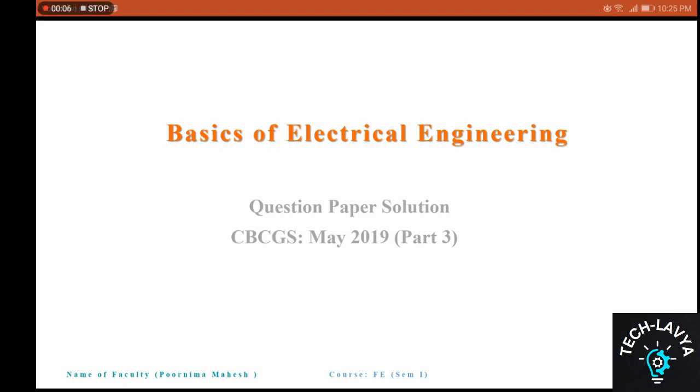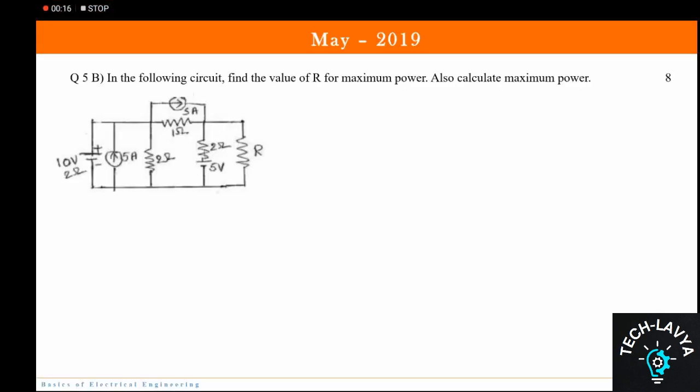We are solving the May 2019 question paper. We have already solved two parts and this is going to be the concluding part, that is part 3. So till part 2 we have solved till question number 5a and now we'll be discussing question number 5b, which has been asked for 8 marks.